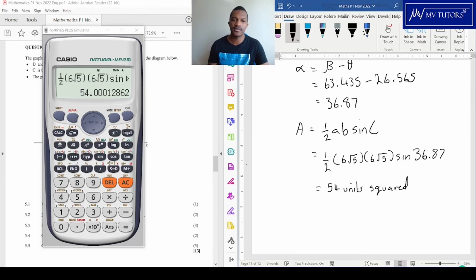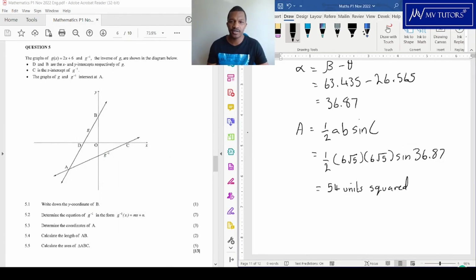Right. Now that, ladies and gentlemen, is the area of triangle ABC. Well, I hope you understood, but that comes to the end of the question.